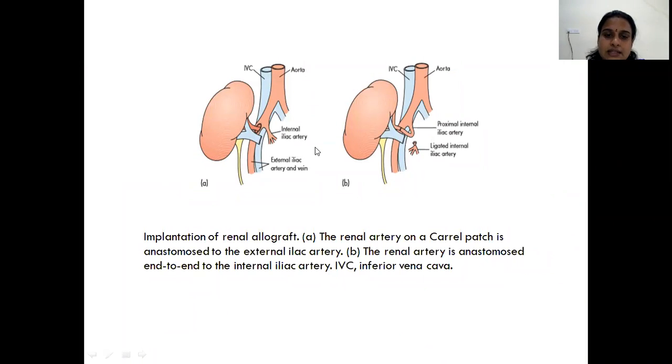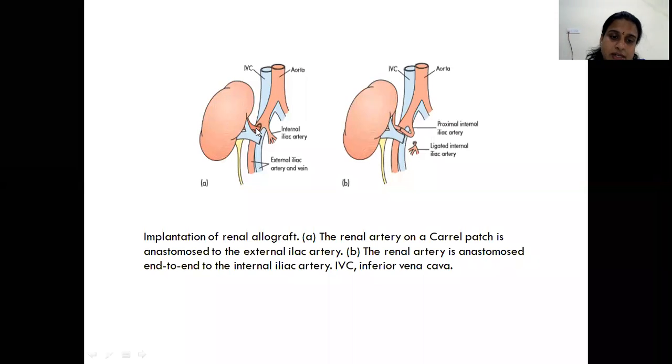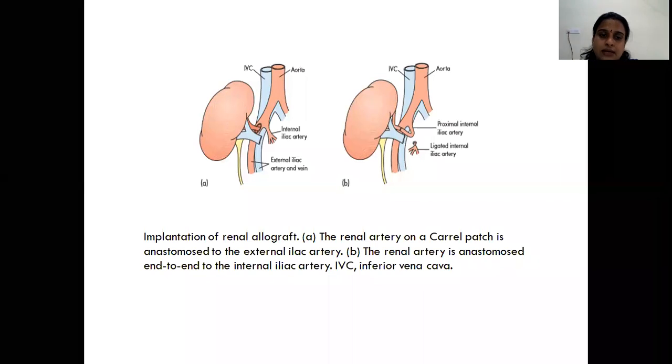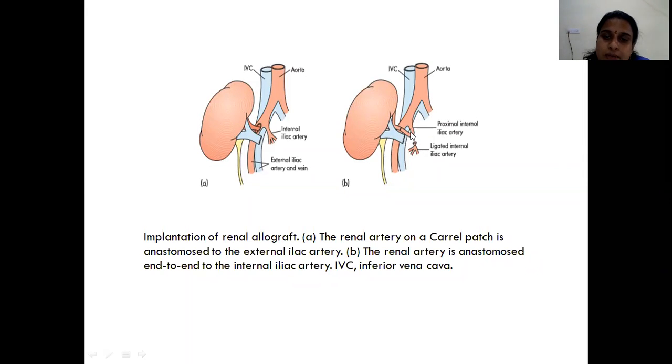The renal artery on a Carrel's patch. So this is a Carrel's patch. The donor kidney with the renal artery on an aortic patch is anastomosed to the external iliac artery in case of a deceased donor with a good aortic patch that could be secured. Otherwise, you'll have to go with the renal artery anastomosis to the proximal part of the internal iliac artery. The distal part is ligated. The proximal part is anastomosed to the renal artery end to end. Okay, end to end anastomosis.